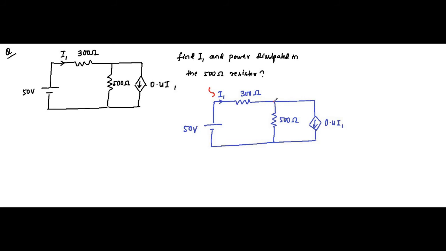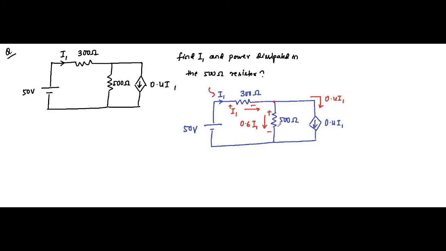So here at this node we will apply KCL. Here the current flow is I1 up to this node. Then 0.4 I1 goes into this. So obviously the current flowing through this 500 ohm resistor will be 1 minus 0.4, that is 0.6 I1. This is the current flowing through the 500 ohm resistor. Polarity will be like this. Current always flows from positive to negative like this.